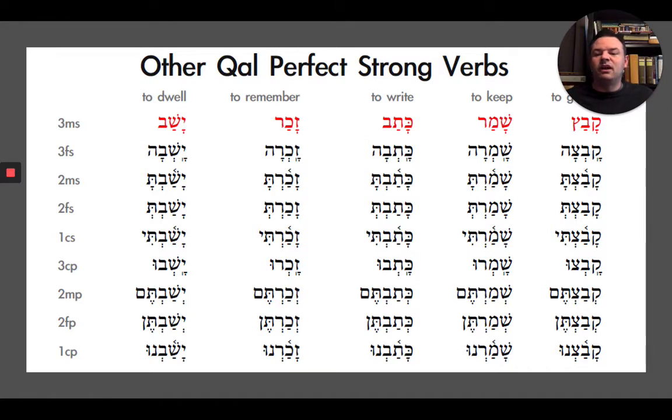And then the 3CP, third common plural. So within the qal perfect stem, there is only a common plural, whether it's male or female. It'll only have this form. So it could be a group of men, and it would have this form. It could be a group of women, it would have this form. It could be a group of men and women, and it would be yashavu. It's got that u ending. So zakaru on the word zakar, to remember. So basic, simple past tense is how we're going to translate the gloss of these words.